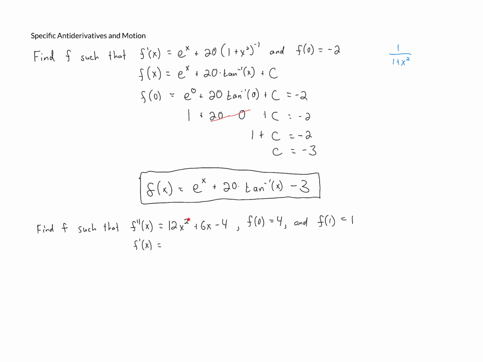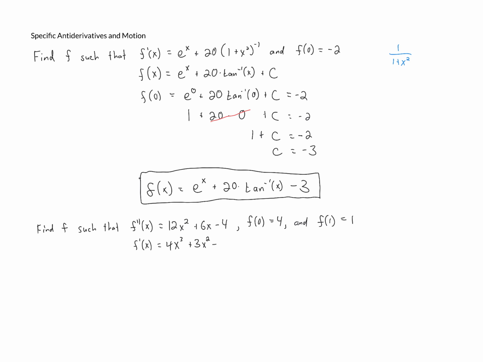Now the antiderivative of x squared is x cubed over 3. So x cubed over 3, but 12 over 3 is equal to 4. And then we have plus the antiderivative of 6x. We know the antiderivative of x is x squared over 2. And if we take that 6 and divide it by 2, that gives us 3. Right? Because we've got 6, and then we're going to have over 2 from that x. 6 over 2 is 3.